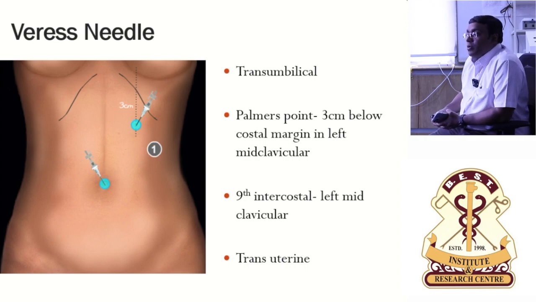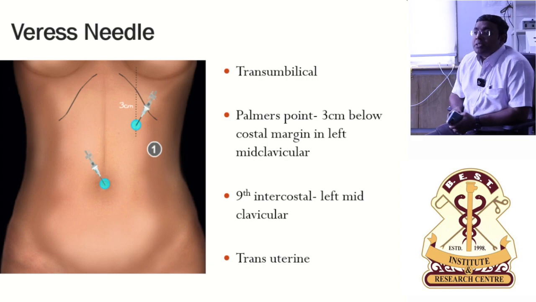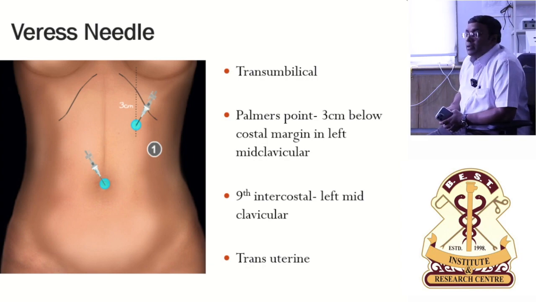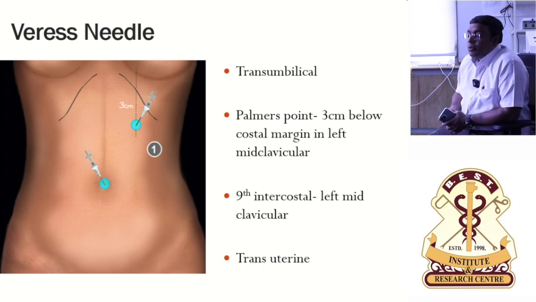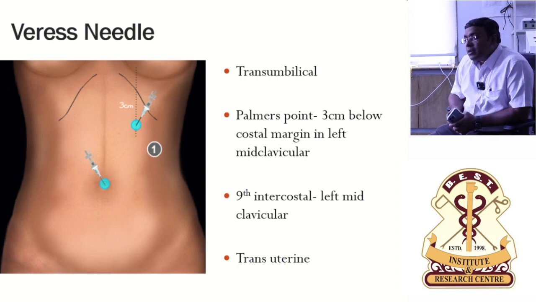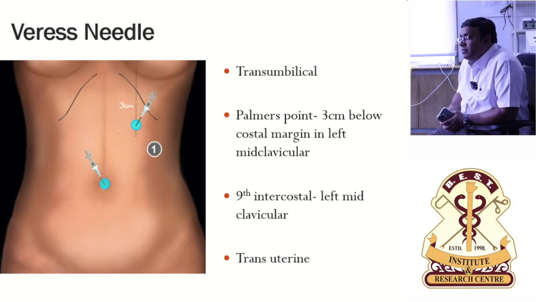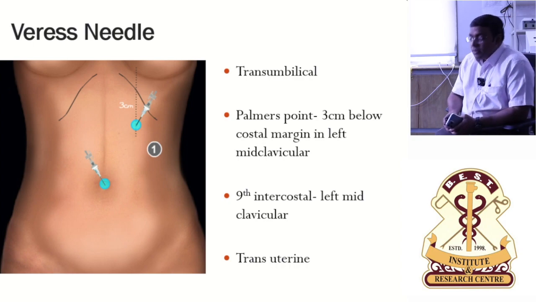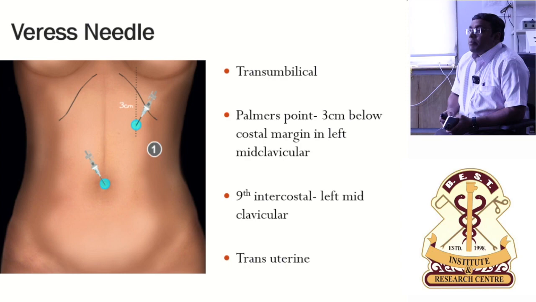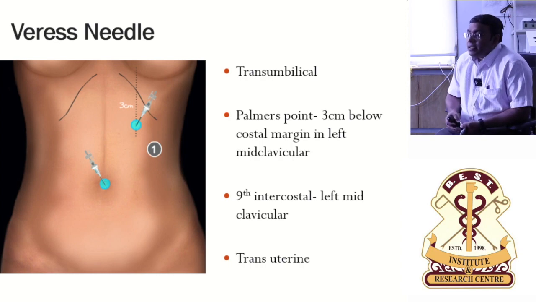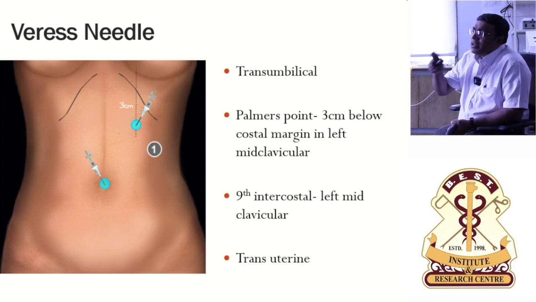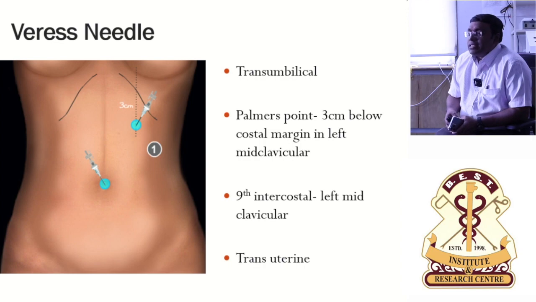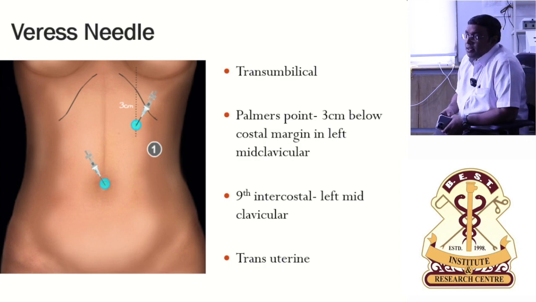Next thing is, if you are not able to access through the umbilicus, where else will you go? Palmer's point. What is Palmer's point? One person can tell. A line drawn from the midclavicular line and 2 centimeters below the left costal margin. Subcostal margin, 2 centimeters below it in the left midclavicular line. That point is either 2 fingers or 3 centimeters, it is the same. So that is Palmer's point.